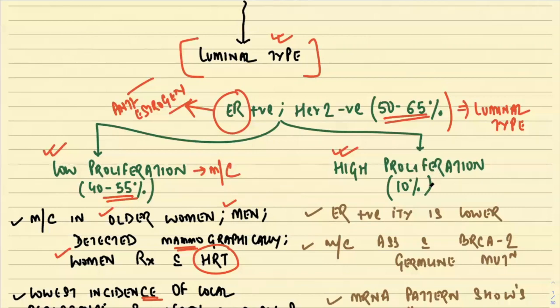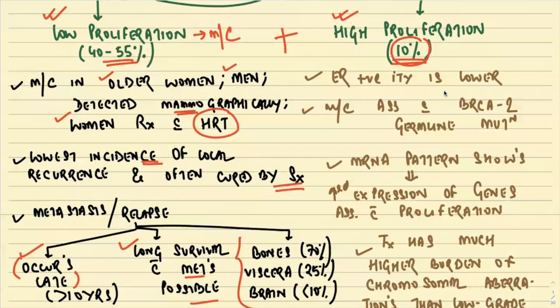Similarly, we have an ER positive breast carcinoma which is high proliferation, constituting 10% of all the ER positive tumors. So total, if you see low plus high proliferation, they constitute 50 to 65% of all the breast carcinoma. In the high proliferation variety, although they are ER positive in nature, the ER positivity is quite lower as compared to the low proliferation variety. And most commonly, it is this high proliferation variety which is associated with BRCA2 germline mutation.